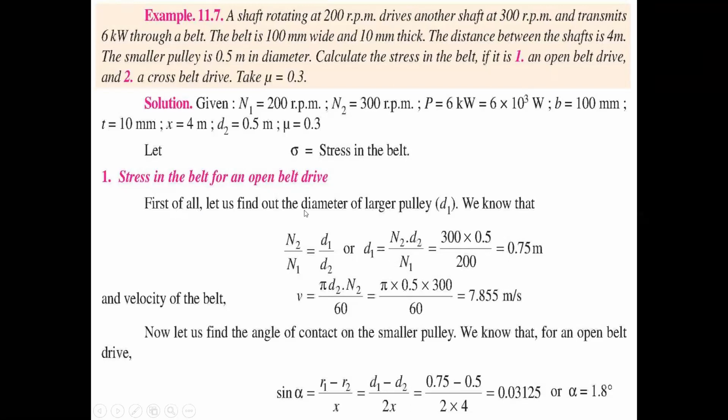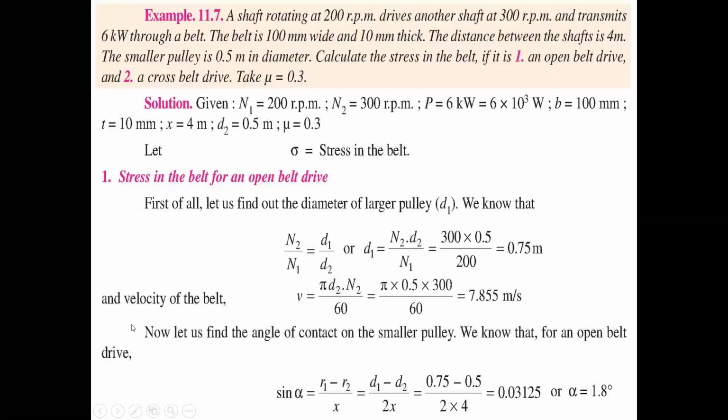Before finding the stresses, first we have to find those values. We have the velocity ratio between the pulleys: N2 by N1 equals D1 by D2. So D1 equals N2 D2 by N1, that is 300 into 0.5 by 200. When we make the calculation, we get 0.75 meters. That is D1, 0.75 meters.